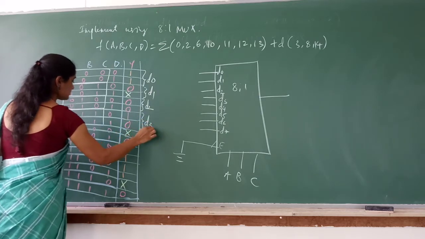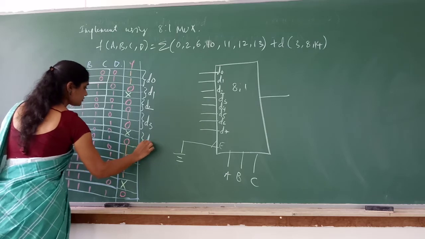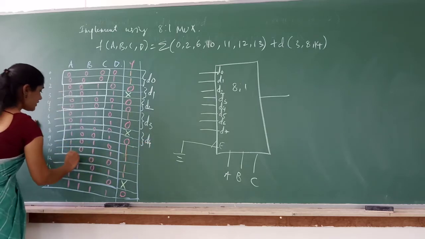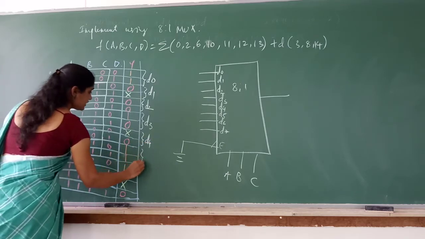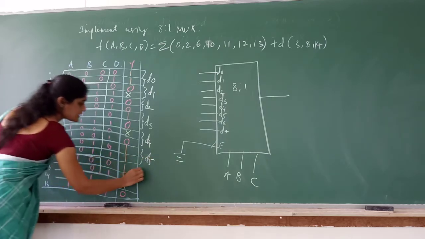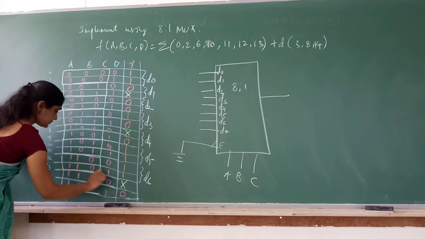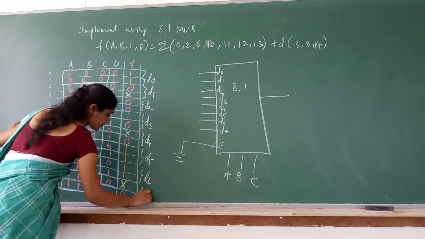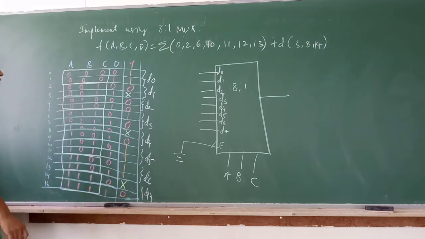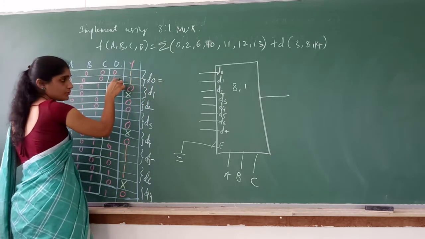D3: 1, 0, 0. D4: 1, 0, 1. D5: 1, 1, 0. D6: 1, 1, 1 for D7. Okay. So now, what is D0 for both the input combinations?